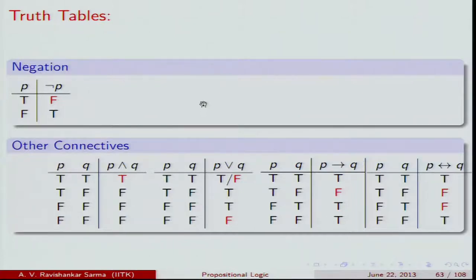In the case of the conditional, it is a little bit tricky. A conditional will become false only when the antecedent, that is P, is true and the consequent Q is false. That means when P is T and Q is false, then P implies Q is false. In all other cases it's going to be true. This is quite difficult for us to accept, but it works for mathematical reasoning. Especially when the antecedent is false and the consequent is false, then also the conditional is going to be true.